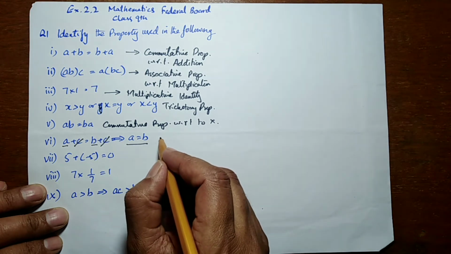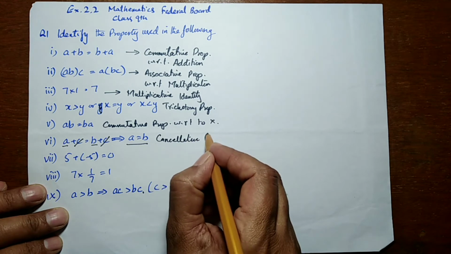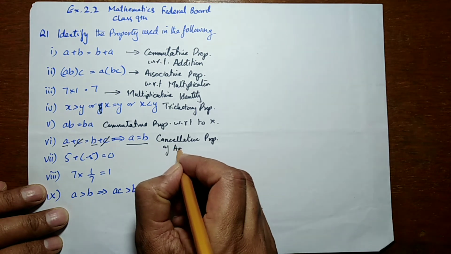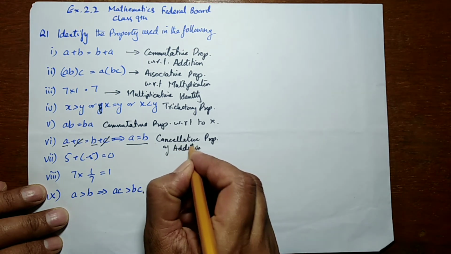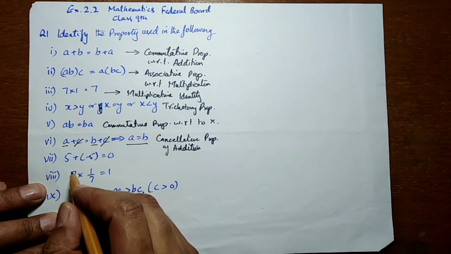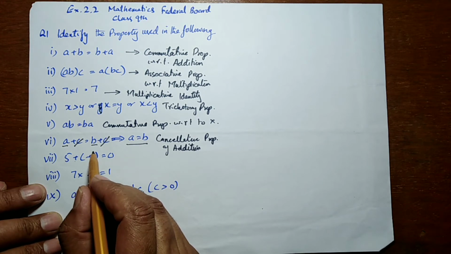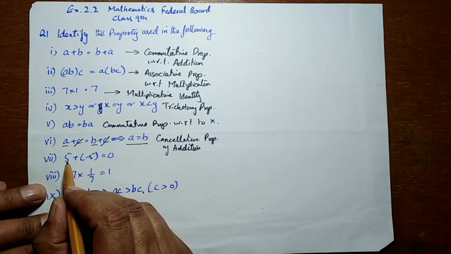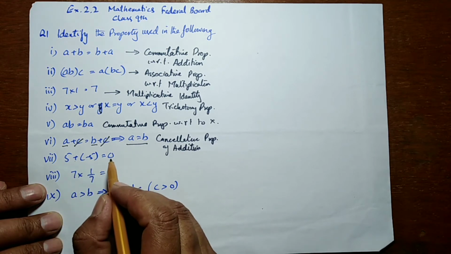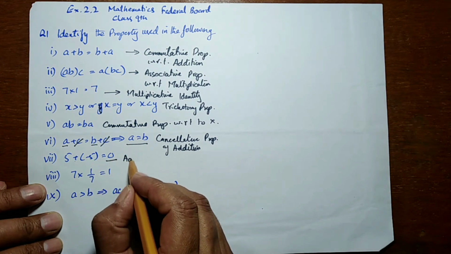So this property is known as cancellation property of addition. Right? So now in seventh, you can see 5 is added to negative 5. So this negative 5 is called additive inverse of this number, because when a number is added to its own additive inverse, the answer is always 0. So the property here uses additive inverse.